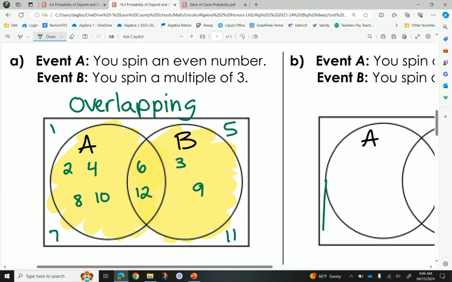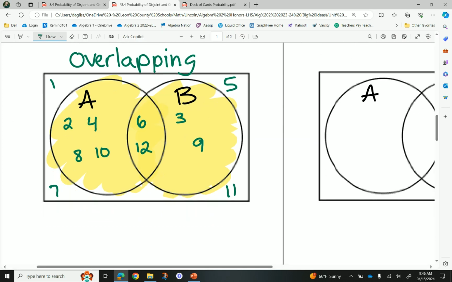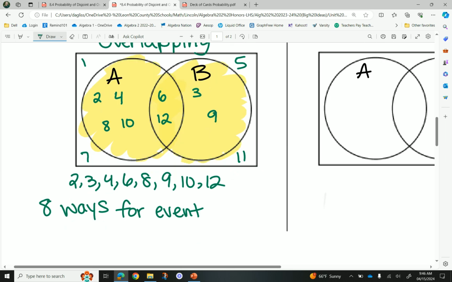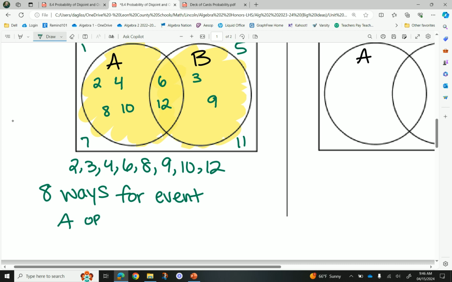Okay. The numbers that got put into event A or event B were the numbers 2, 3, 4, 6, 8, 9, 10, and 12. So how many ways could A or B occur? 8. So for part 2, we're answering there are 8 ways for event A or B to occur.